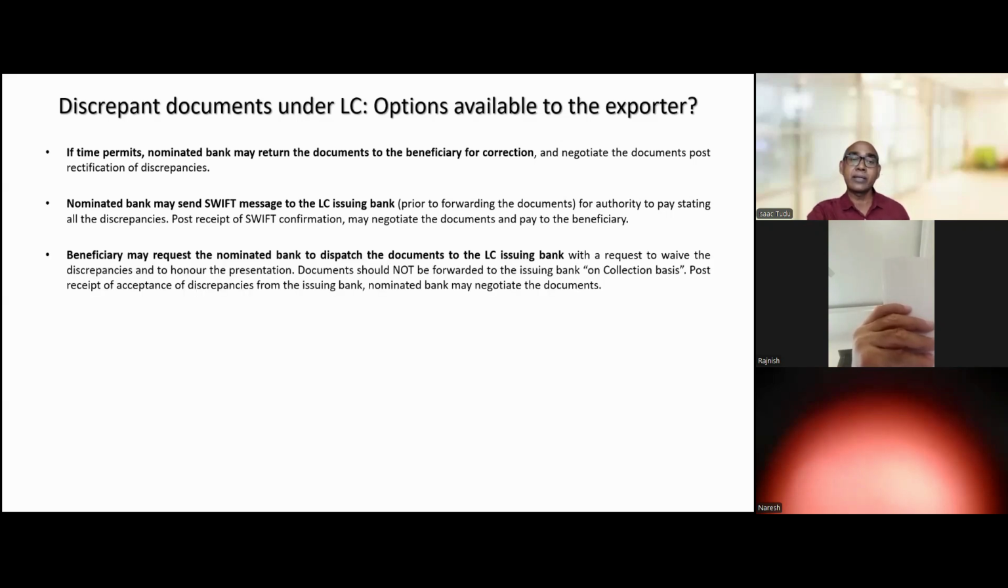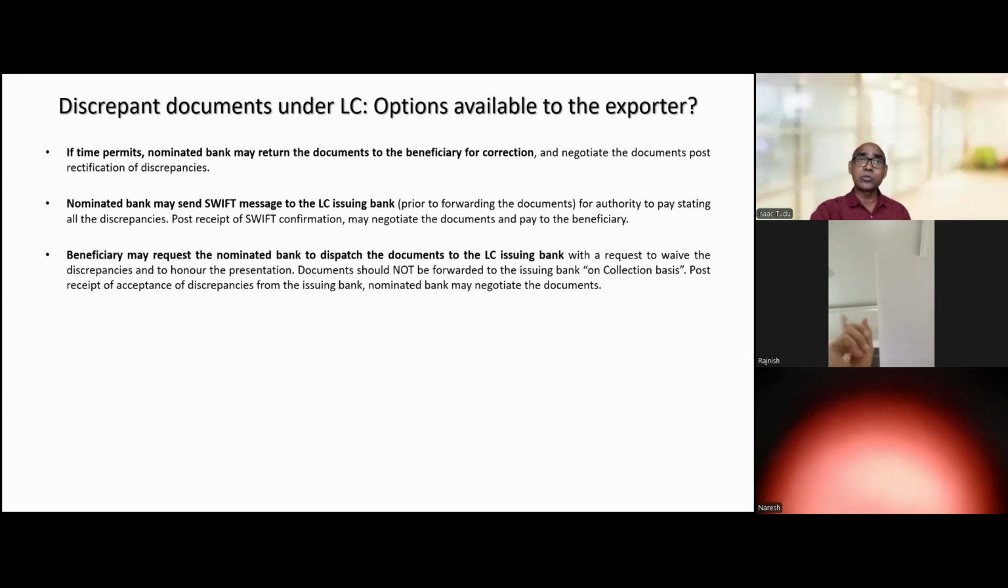Or the beneficiary may request the nominated bank to dispatch the documents to the issuing bank with a request to waive the discrepancies and to honor the presentation. Remember, when documents are being sent like this, they should not be forwarded to the issuing bank on collection basis. That word should not be there. Post receipt of acceptance of discrepancies from the issuing bank, the nominated bank may negotiate the document and pay you. I'm discussing all this for the case of discrepant documents.